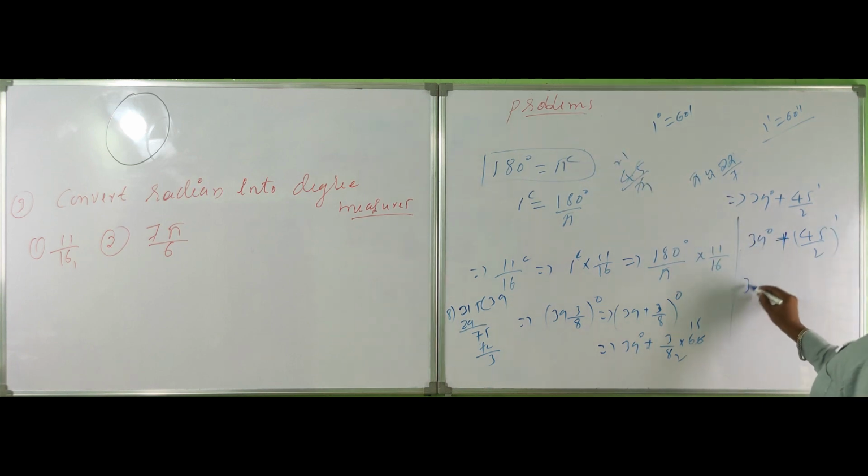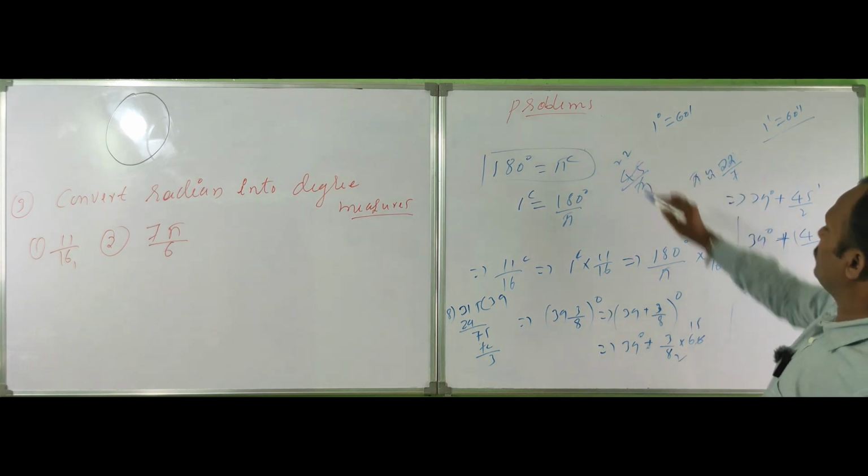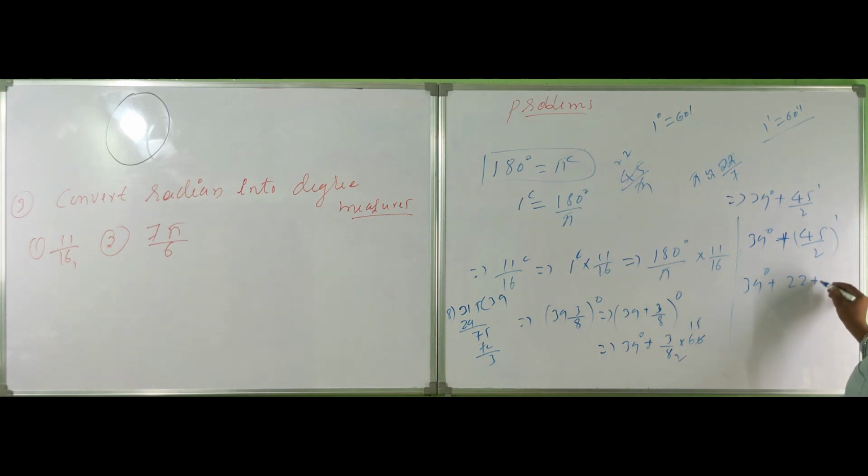So this we can write 39 degree plus 22 plus 1 by 2 in terms of minute. So this becomes 22 minute. This becomes 1 by 2 into 60 seconds, because 1 minute is equal to 60 seconds. This becomes 39 degree, 22 minute, 30 seconds.